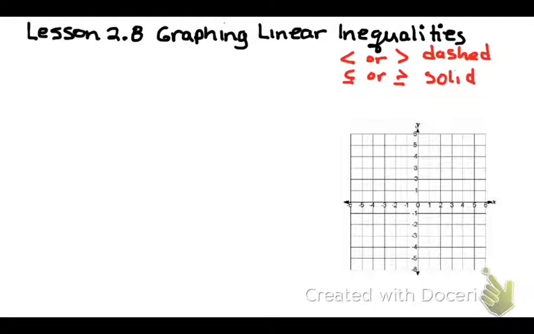So the basic steps that we're going to use: we're going to identify the slope and the y-intercept to graph our equation, plot our points, connect our points using either dashed or solid lines, and then we have to shade all the possible solutions.